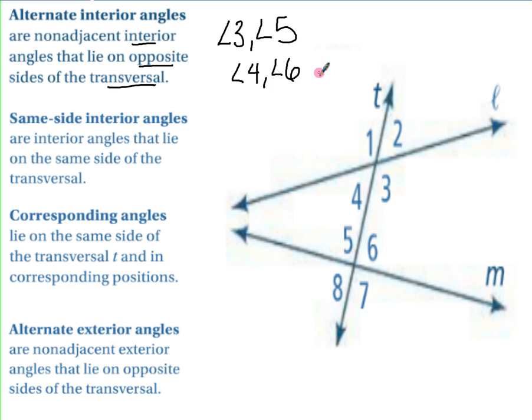Okay, next, same side interior angles. They're interior angles that lie on the same side of the transversal. 3 and 4. So 4 and 5. And 3 and 6. Right, they're on the same side of that transversal, that T line.